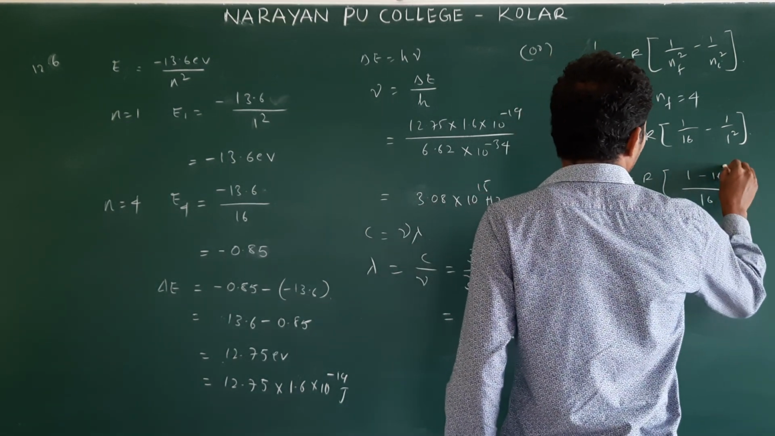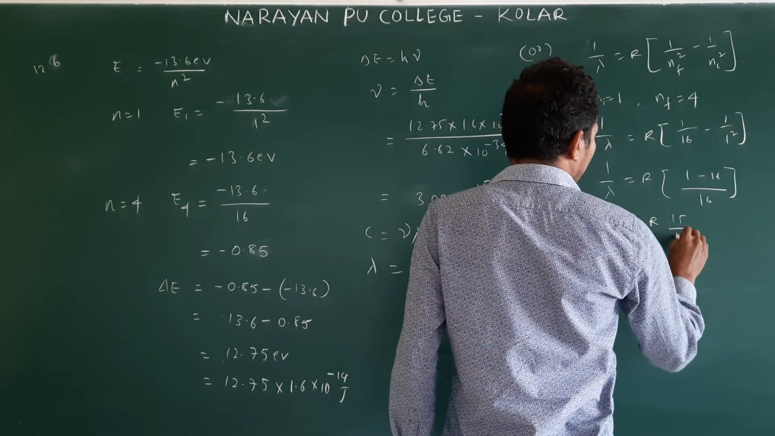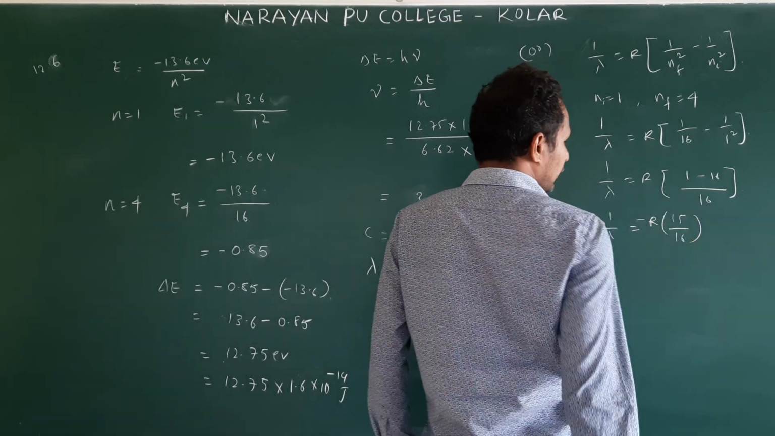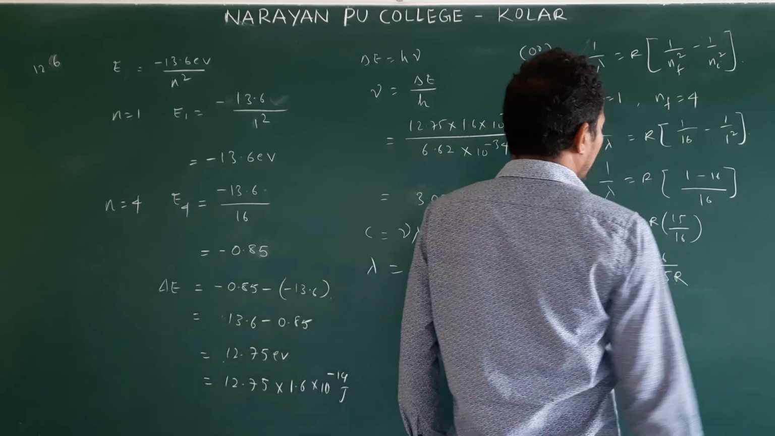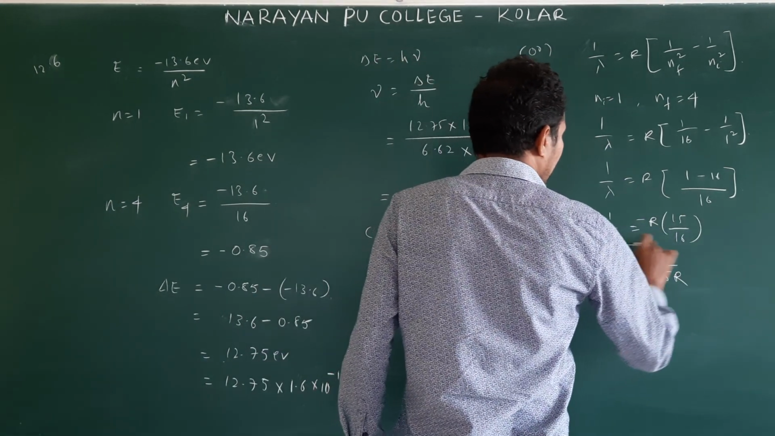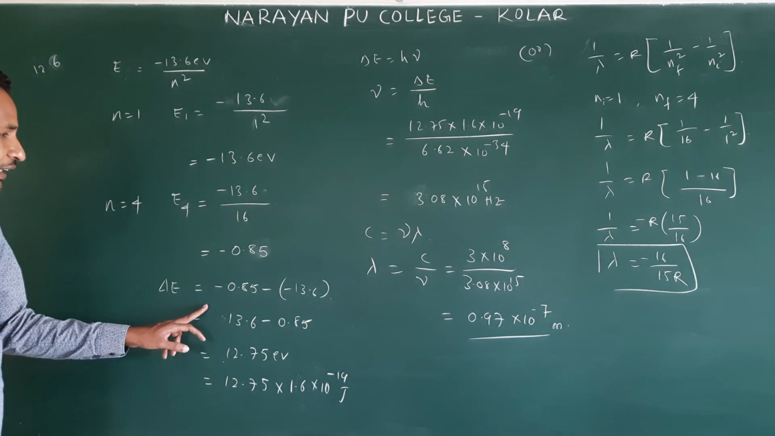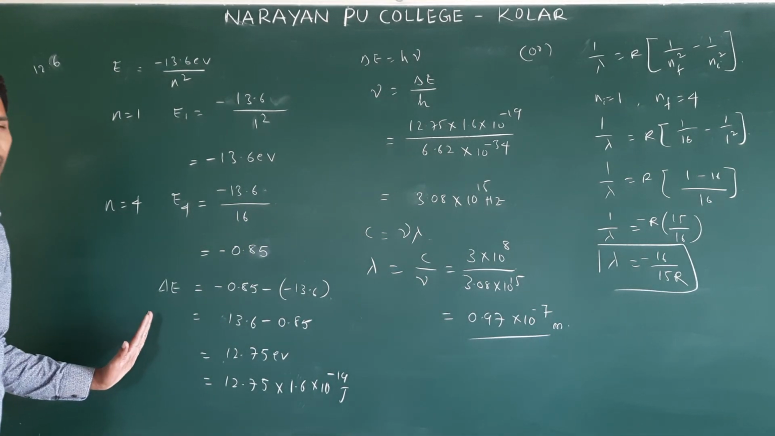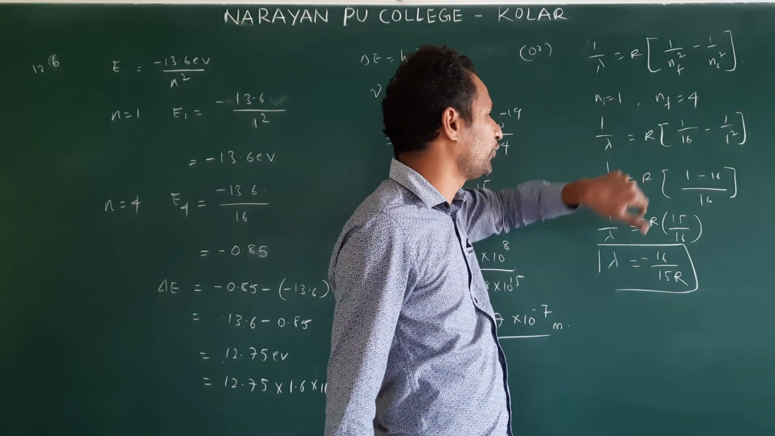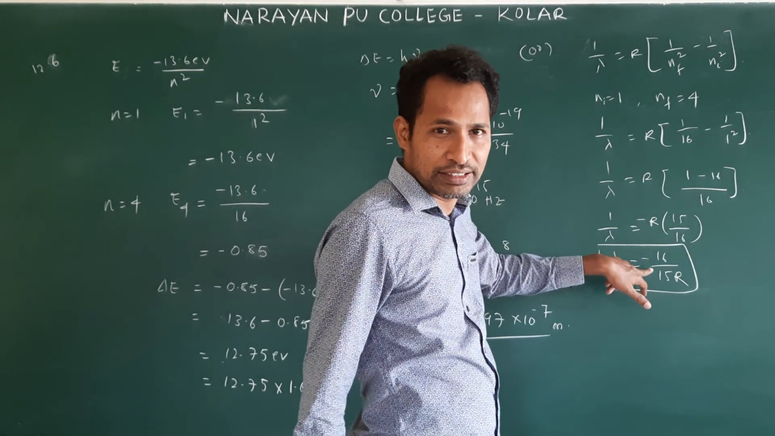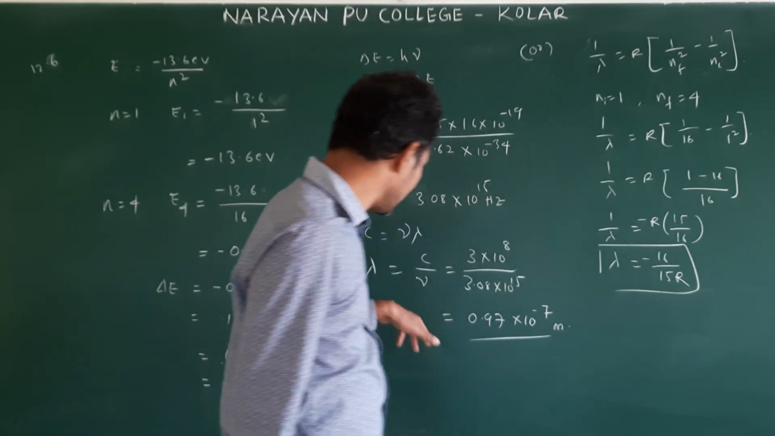1 minus 1/16, 1 by lambda is equal to R into 15 by 16. So lambda is equal to 16 by 15 R. Minus indicates absorption. Here I have done it directly, so we did not get minus, because we know it is absorption. But in this, as we follow the formula and given information, here we will get minus, which is absorption. Substitute the R value, and you will get the same answer.